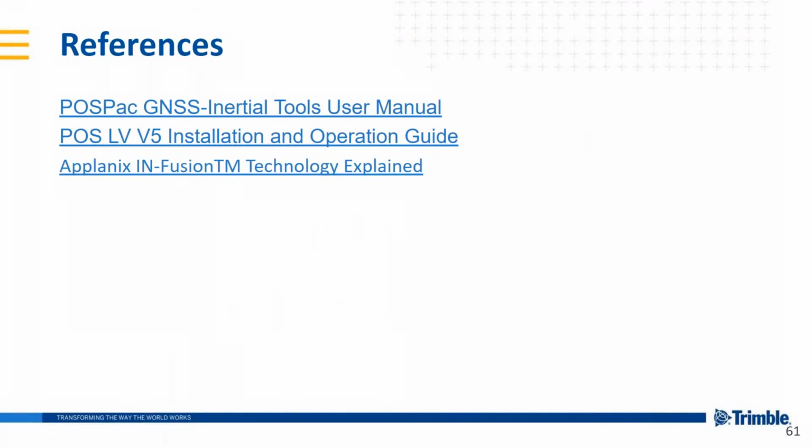Here are some references you can use. The first one is the POSPac GIS Inertia Tools User Manual. Generally, you can find everything for POSPac post-processing in this manual. You can also see the POSLV installation and operation guides. The third one is an article about the infusion technology. You can have a look at it.